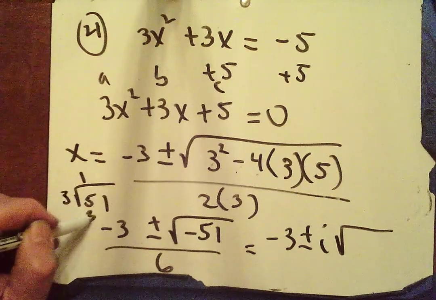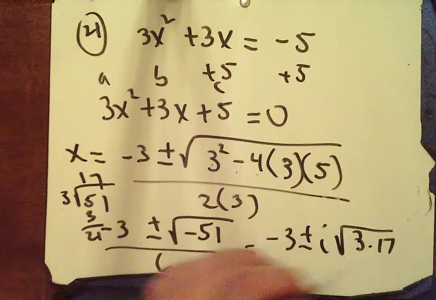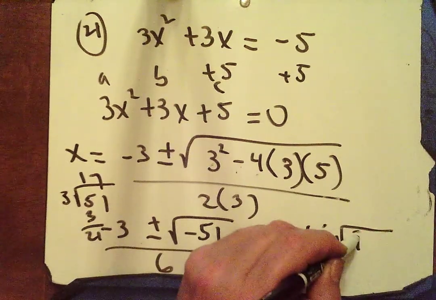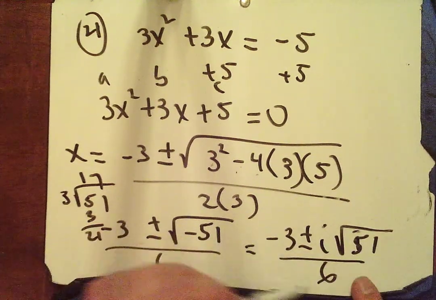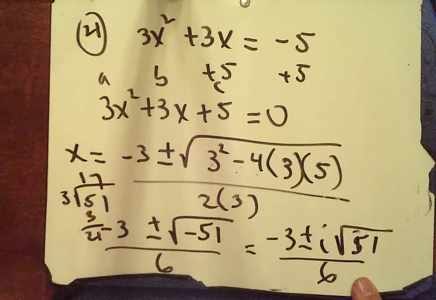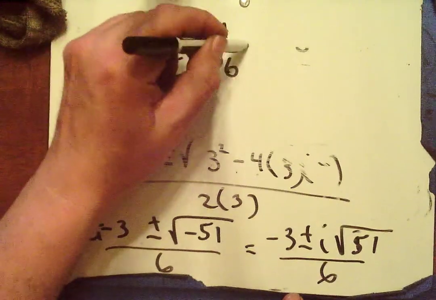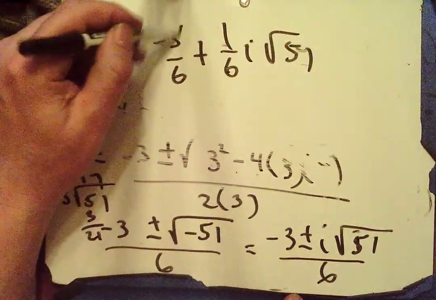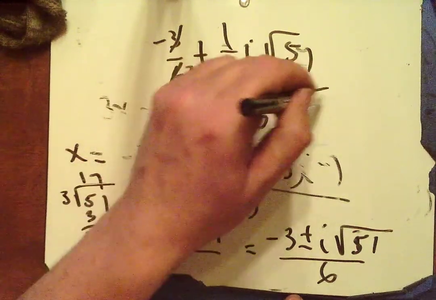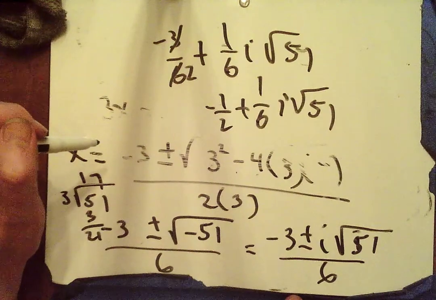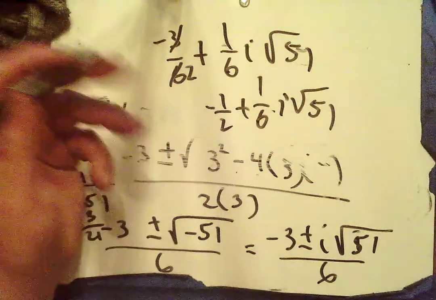But it's 3 times 17. I don't have a pair of anything here, so I'm leaving that as root 51 over 6. You could split this into two fractions: negative 3 over 6 plus 1/6 i root 51, and then turn that into negative 1/2 plus 1/6 i root 51. But why? What does that get me? It's still imaginary. I'm still not going to graph it.